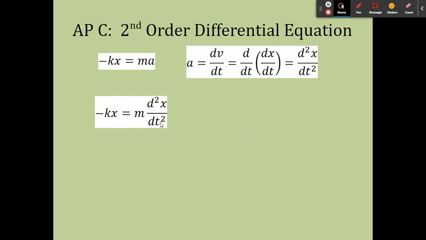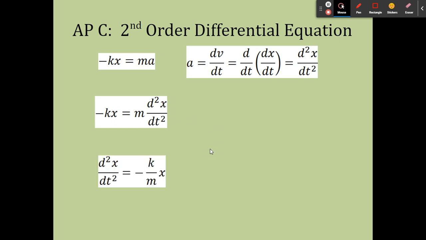This right here is usually worth at least, if you can get this far on a question where they ask you to write a second order differential equation, you're getting probably 20 to 40% of the points, because this is huge, being able to set up this equation. It may even be more than that.